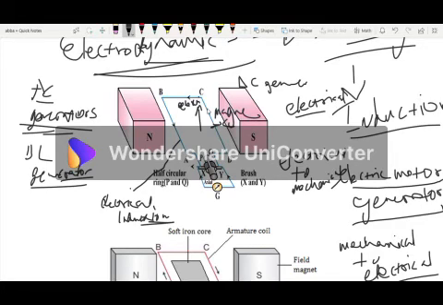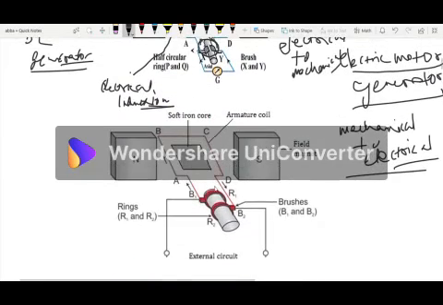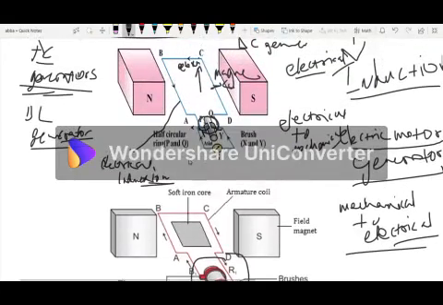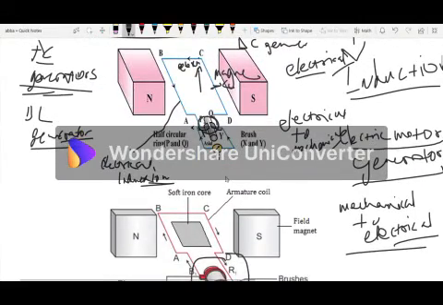So now, how do we know that this is a DC generator? We know it's a DC because it has these two split rings here. The rings that are here, they are split. Now, if they are closed like this one, we know that this represents an alternating current generator. Still the same model, but just different apparatus. Not the same direction.